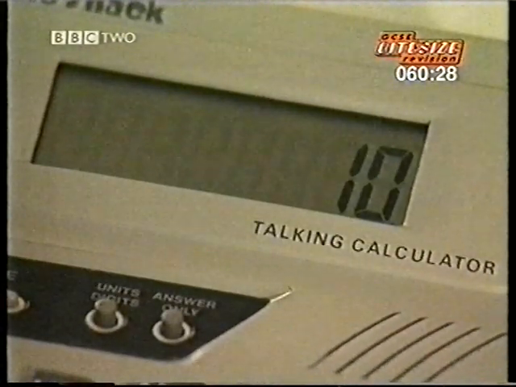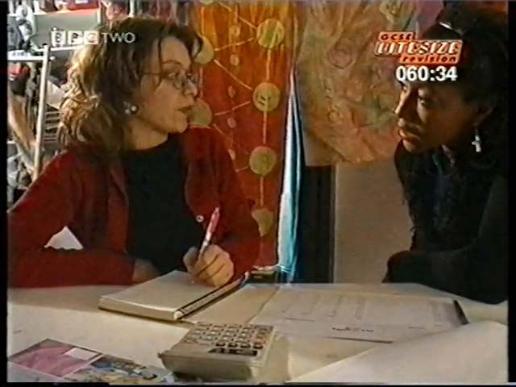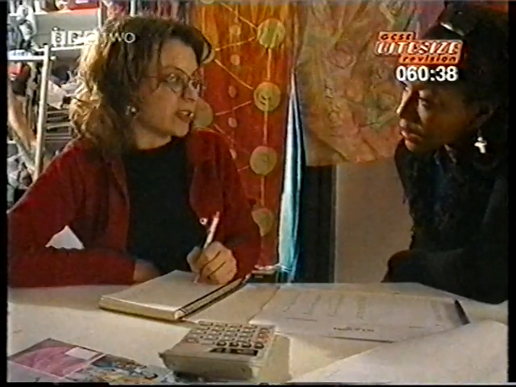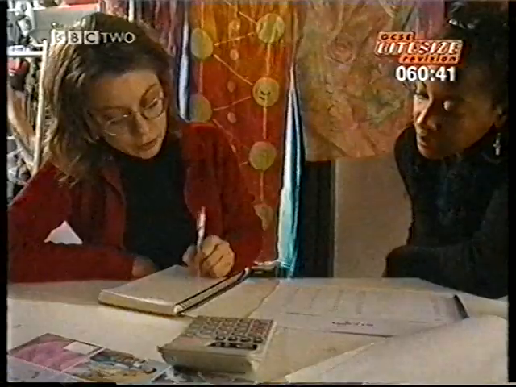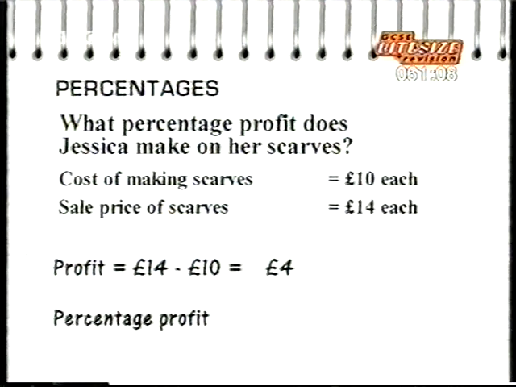But that's still not the price that Jessica charges the shop. I would also like to make some profit on top of that. So I think £4 profit per scarf seems reasonable, so I would charge £14 for a scarf. So what percentage profit does Jessica make on her scarves if they cost £10 each to make and she sells them for £14? The profit is the difference between the selling price, £14, and the cost of making them, £10. That's £4. As a percentage, that's the £4 profit divided by the cost price, £10, multiplied by 100, or 40%.